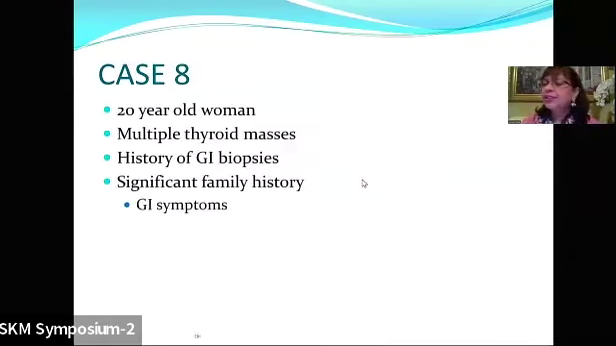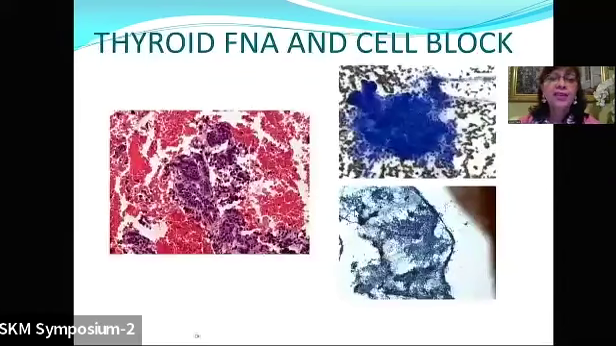Next case, a 20-year-old woman presents with multiple thyroid masses. She had a history of GI biopsies and a significant family history. Her family members also had GI symptoms. And this is what we saw. The FNA of the thyroid mass showed these groups of thyroid follicular cells. Didn't really appreciate any colloid, and they're very tight groups, with a sieve-like appearance here. Look at these sheets of cells and this tight-knit group of cells.